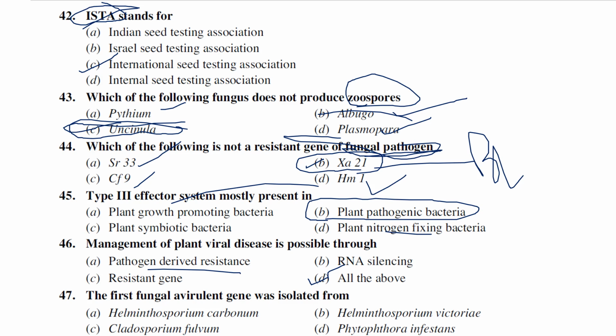The first fungal avirulence gene was isolated from Helminthosporium carbonum, Helminthosporium victoriae, Cladosporium fulvum, Phytophthora infestans. Just now we discussed Cladosporium fulvum, right? That is the tomato leaf mold fungus, known to be the first fungal avirulence gene that was isolated, by P.J.G.M. de Wit, 1991.